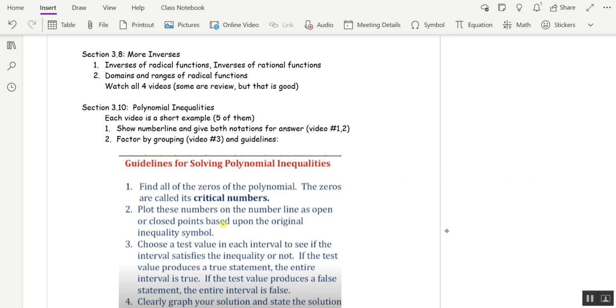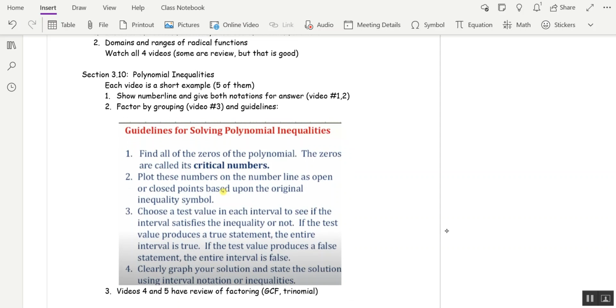So when you'll see this in video 3, the guidelines for solving polynomial inequalities. You're going to find the zeros and plot the critical numbers on a number line. So you'll have maybe 2 and 3, and that will break your number line up into 3 intervals. And then you're going to choose a test point from each interval and test the inequality to see if it's true or false to decide which intervals go into your answer and which don't.